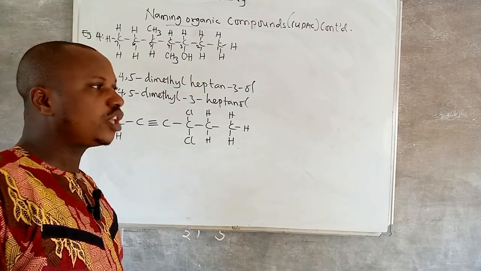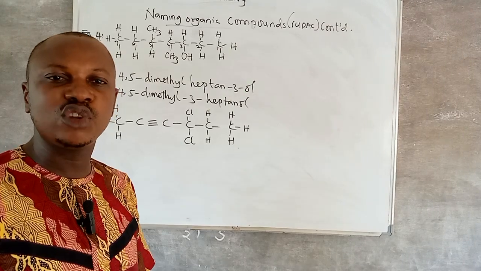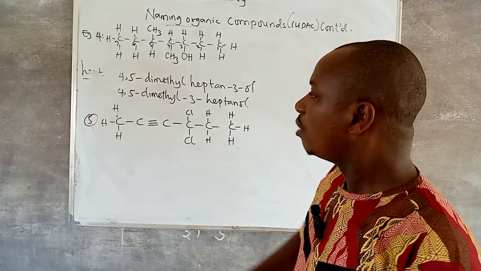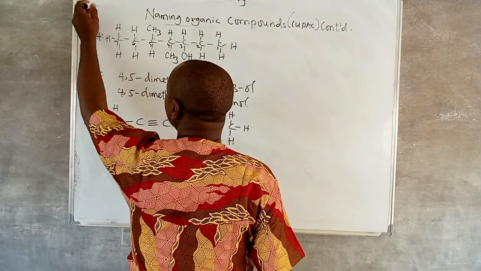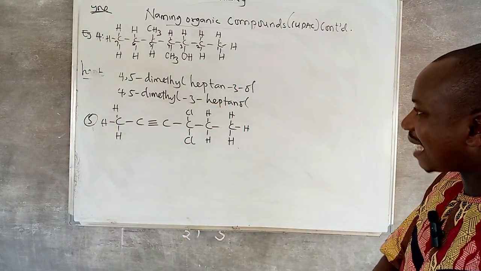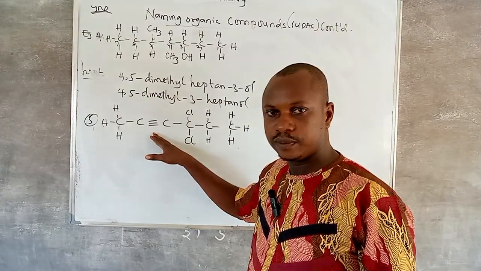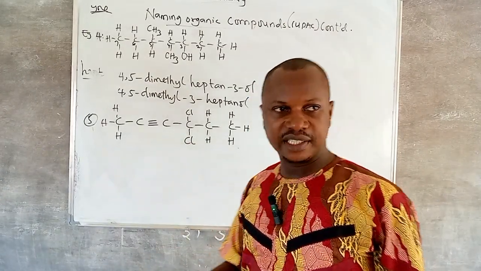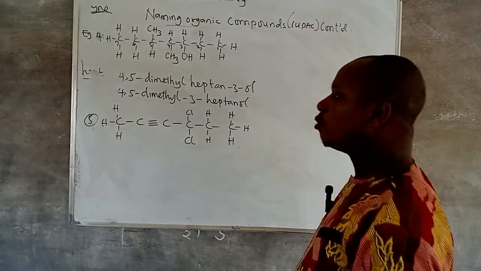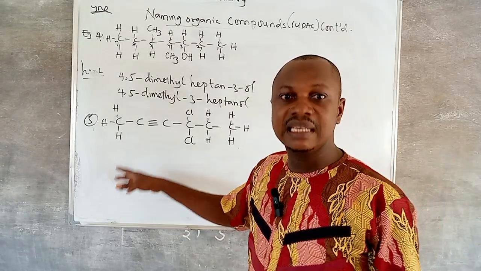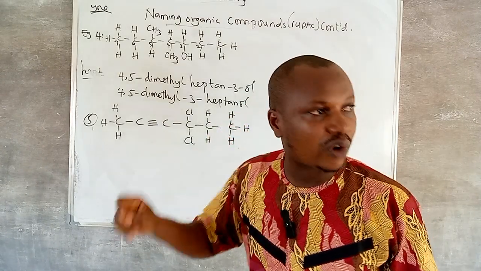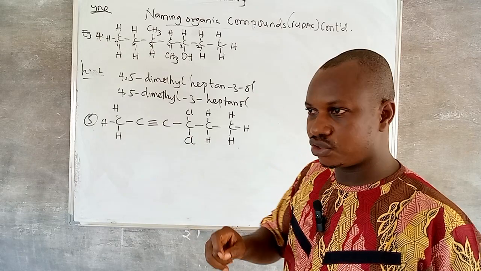So you will start numbering from the side that gives the lowest number to the functional group. The functional group we have here is what? Triple covalent bond. Which means the name of this compound will end with YNE, because that is the group of organic compounds that has a triple covalent bond. Alkyne, we have done all these things, so you can go back and watch the video on alkyne. So without wasting much of our time, preference is given to the functional group before any other substituent group. Don't forget, we have done the rules for all these things.